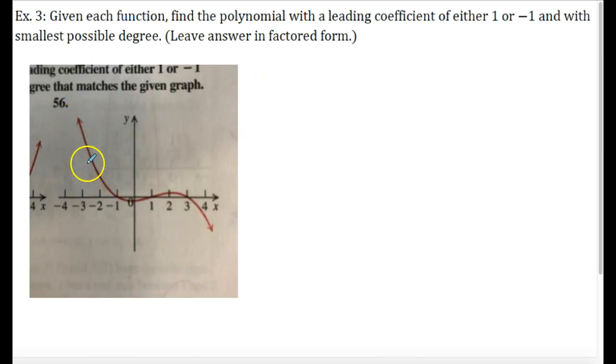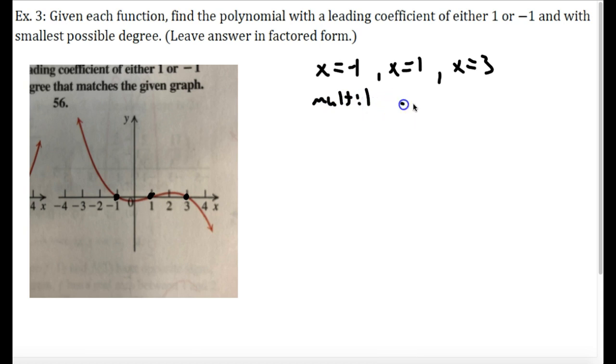On your paper it says take a look at number 56 out of the book. So here's a picture of that. I want to look to see where my zeros are. So I've got a 0 at -1, at +1, and at +3. Each of those cross the x-axis. So we're going to assume that each of those multiplicities is just 1, right? So we've got x equals -1, x equals +1, and x equals +3, and each multiplicity is just 1.